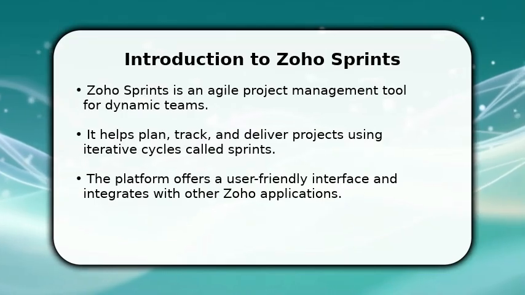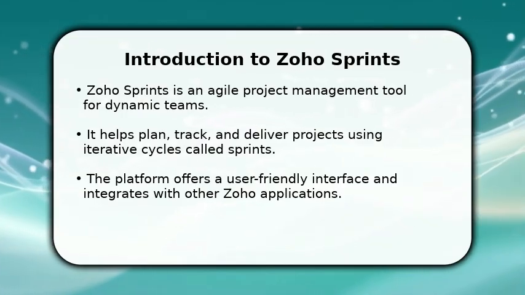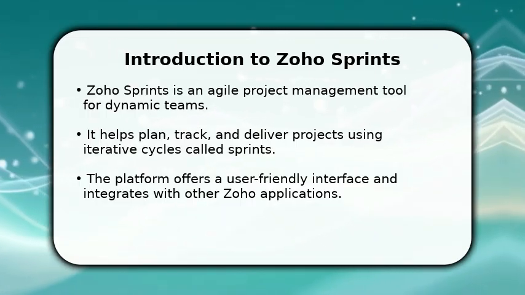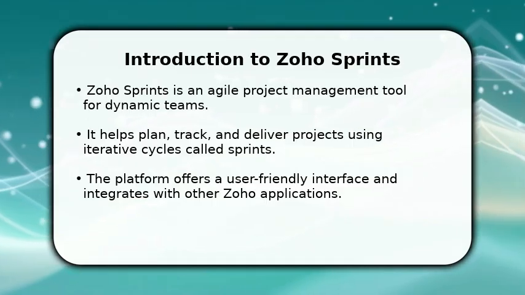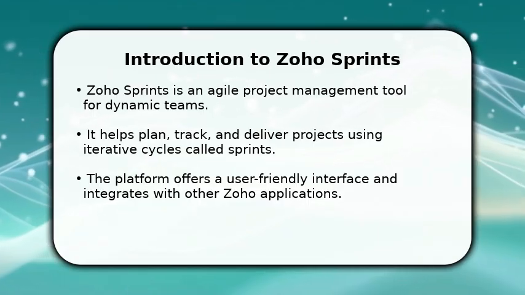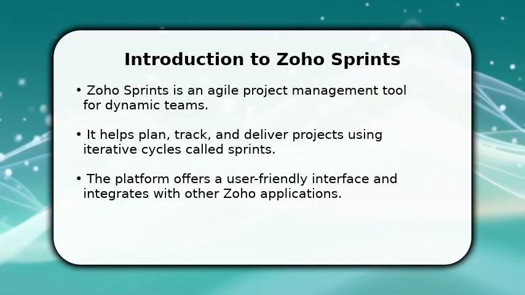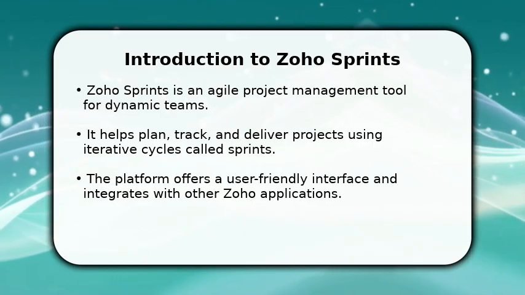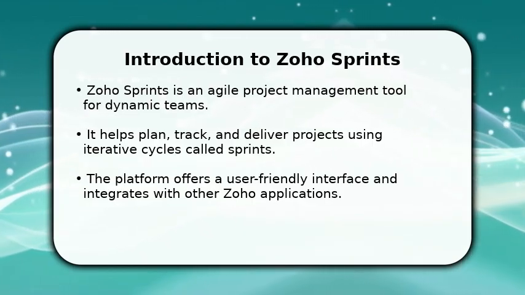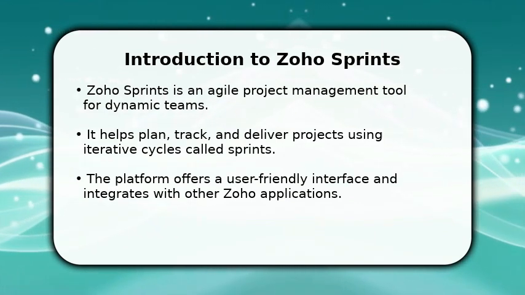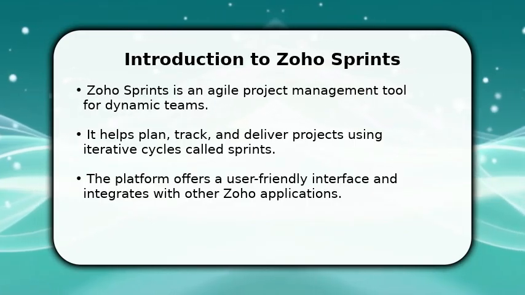Enjoy the video. In this video, I will explain how to use Zoho Sprints. Zoho Sprints is a powerful Agile project management tool designed to help teams efficiently plan, track, and deliver projects. It supports methodologies like Scrum and Kanban, breaking down complex work into manageable, iterative cycles called sprints. With its intuitive interface and seamless integration within the Zoho ecosystem, it streamlines workflows and enhances team collaboration, making project management simpler and more effective for teams of all sizes.